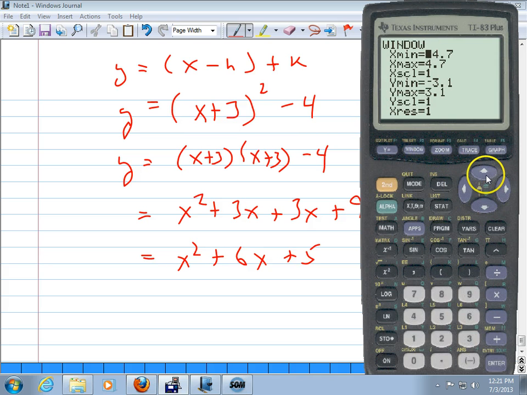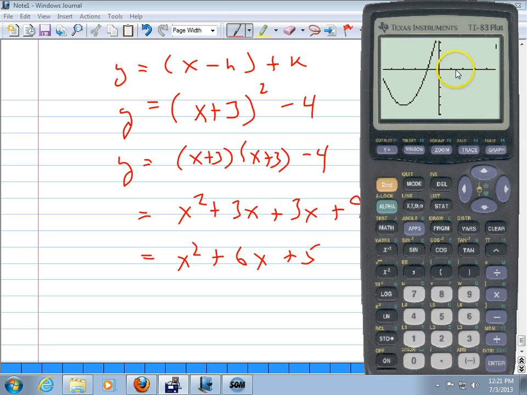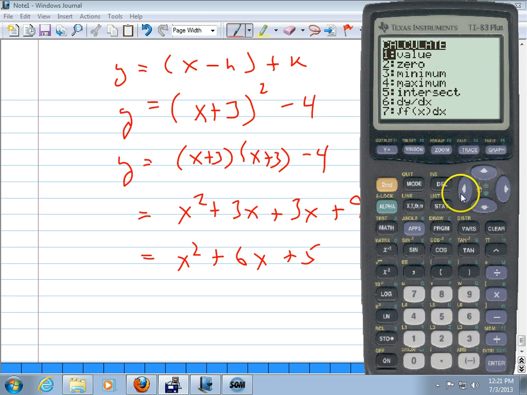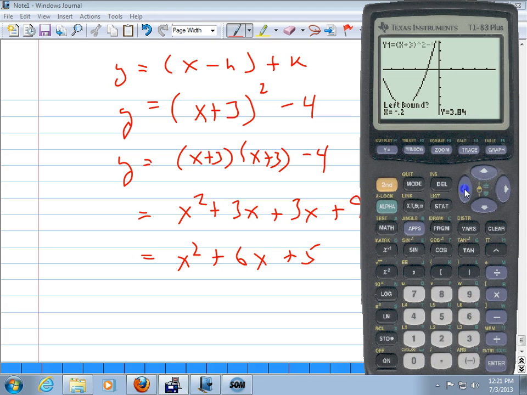Let's make the y min a little lower. How about -5? This will mess up the squareness. But look at it. The turning point is at -3, -4, isn't it? Let's make sure. Second trace, min, left bound. Let's find a little bit to the left of what we think it is, -3, -4. Right bound, a little bit to the right of what we think it is. You don't have to guess, just hit enter. And you get the min is at -3, -4. Again, round off error. Wacky decimals, round off to 3 places. Usually get rid of the round off error on the calculator. Okay? All right, and it's concave up. It's not increasing, but it's concave up everywhere, right?